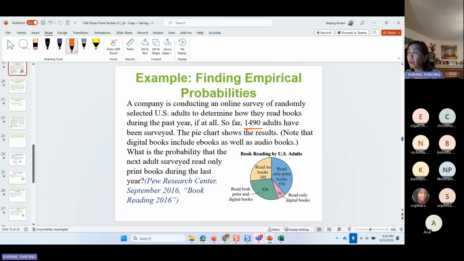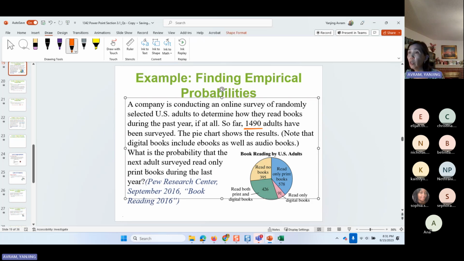Okay, this pie graph shows the number for the books read in each category. All right, so what's the probability that the next adult surveyed read only the printed word during the last year? They probably do not read any ebook or something like that, just the printed book. Now we look at it: this many say they don't read any book, and 578 read the printed word. So it's 578 out of this many. This is the probability of reading the print book.